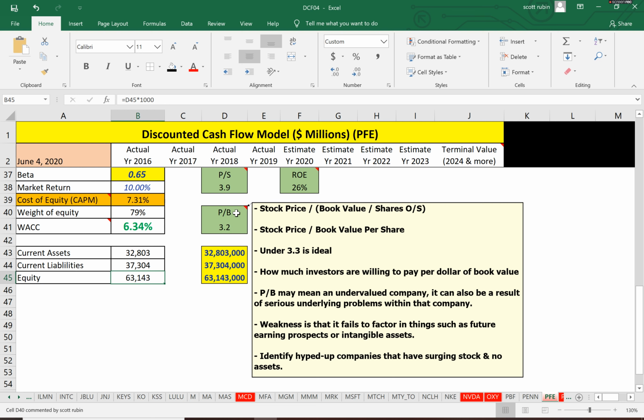So the lower the better, generally, but you might have companies with really low price to book, but they could also have a lot of problems on their balance sheets.